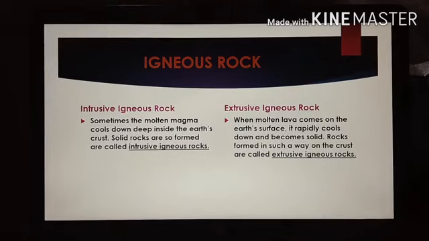So now, the two types of igneous rock. Sometimes the molten magma cools down deep inside the earth's crust, and that is known as intrusive igneous rock. The second is extrusive igneous rock, when molten lava comes onto the earth's surface and rapidly cools down.